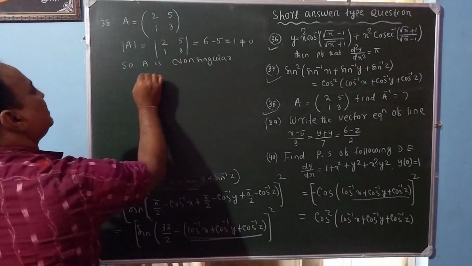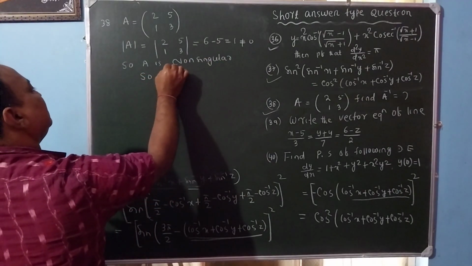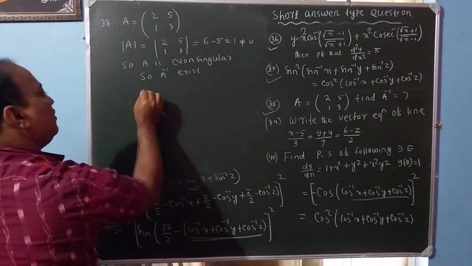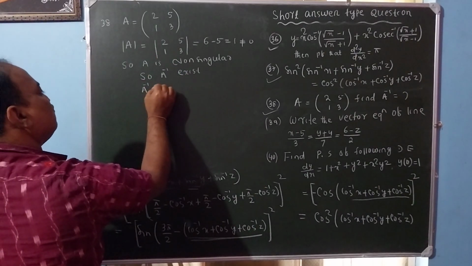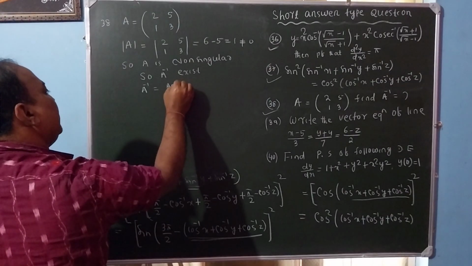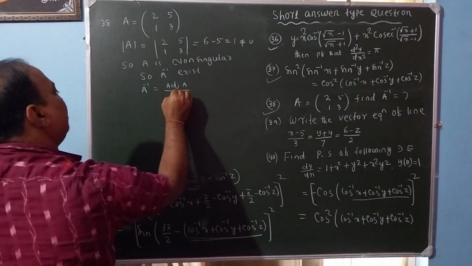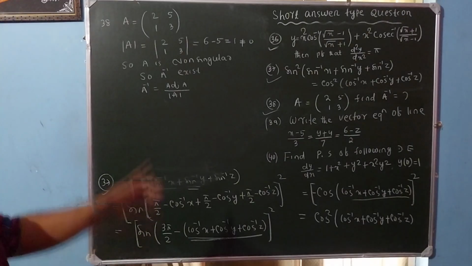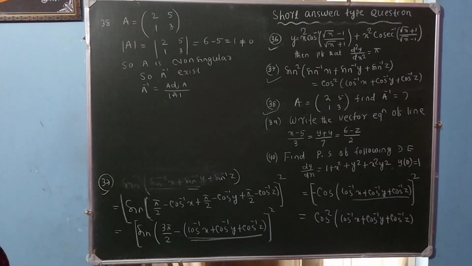So A inverse exists. A inverse is equal to adjoint of A divided by mod A. Okay, A inverse is equal to adjoint of A divided by mod A.